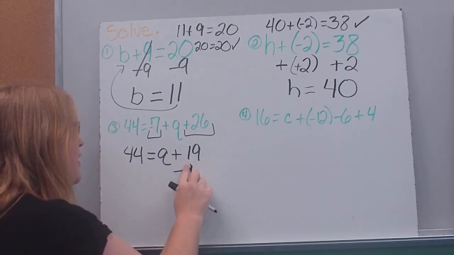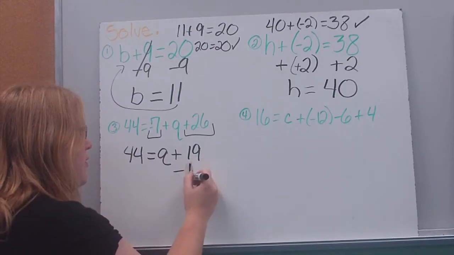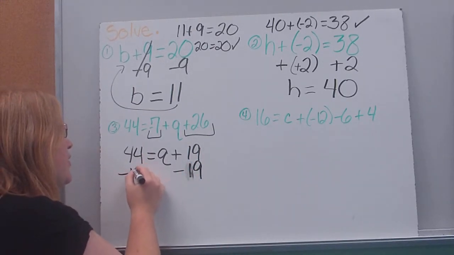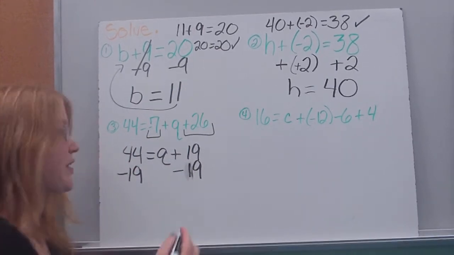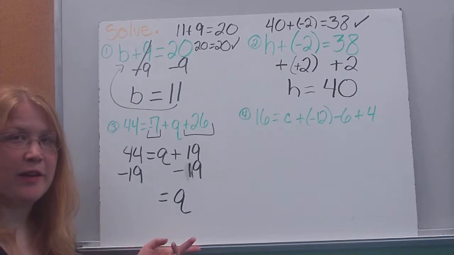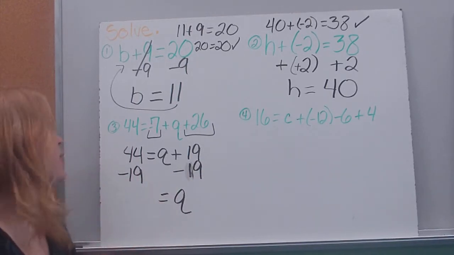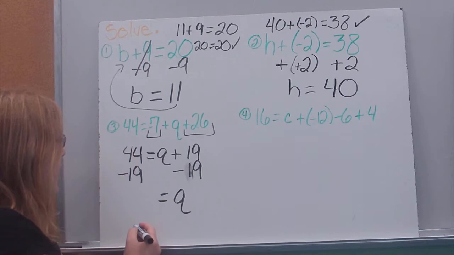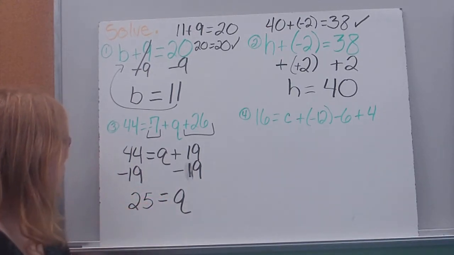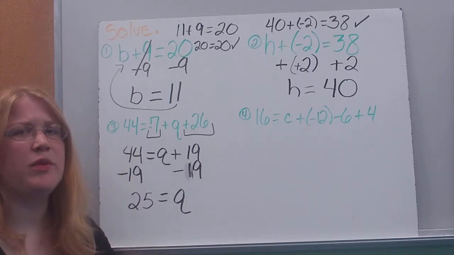Oops, that's a 19, not a 9. I can subtract from this side as long as I also subtract the same number from the other side as well. So on this side, I'm left with Q. I've isolated my variable. I've kept it balanced. I followed my 2 rules. 44 minus 19 gives me 25. So Q is equal to 25.